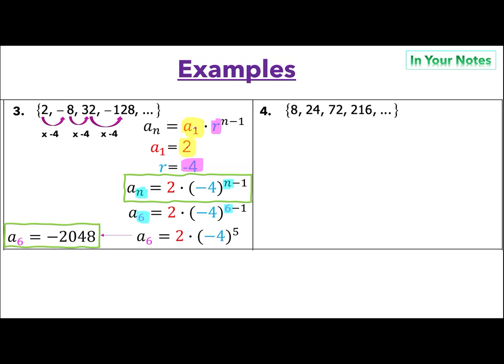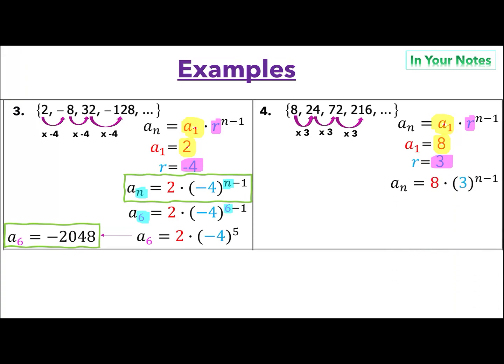Last example, we have a new sequence. We'll write our geometric sequence formula first. A sub 1 is our first term. r is going to be 3 because 8 times 3 is 24. 24 times 3 is 72, and so on. We're going to replace our A sub 1 with 8 and our r with 3. And there is our rule.